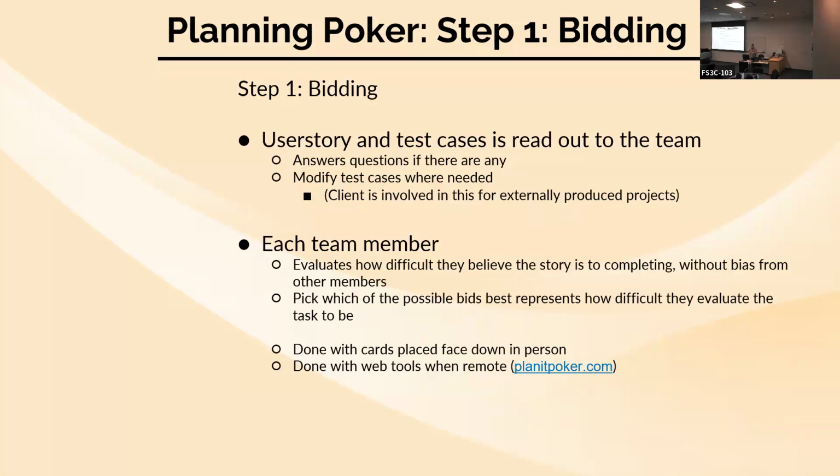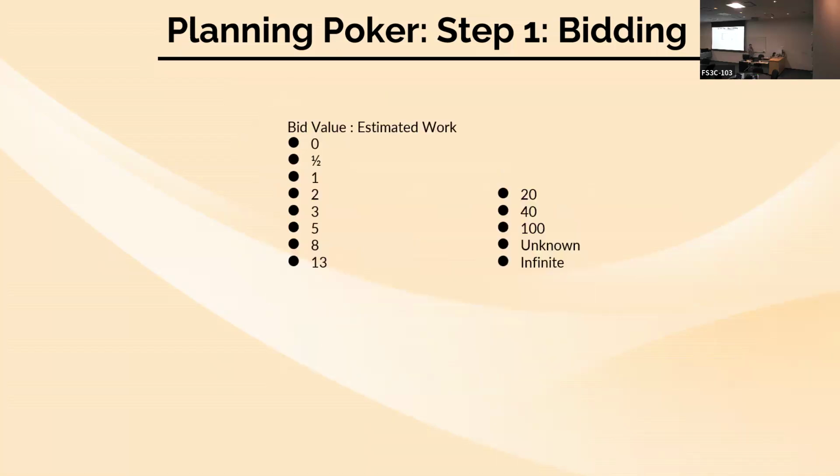So it has very different bids, very different values inside of them. So you have like the infinity and 100 and question mark, like it's basically made specifically for this process. But the process isn't literally a game, right? The process is just like a conversation or like an organization of the conversation. All right, so these are the possible bids that we work with inside of the planning poker process. You have 0, 1/2, 1, 2, 3, 5, 8, 13, 20, 40, 100, unknown, and infinite.